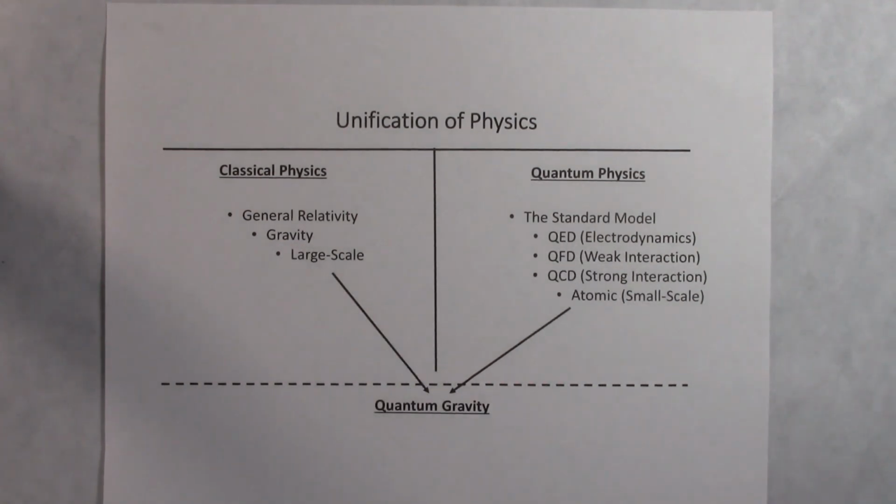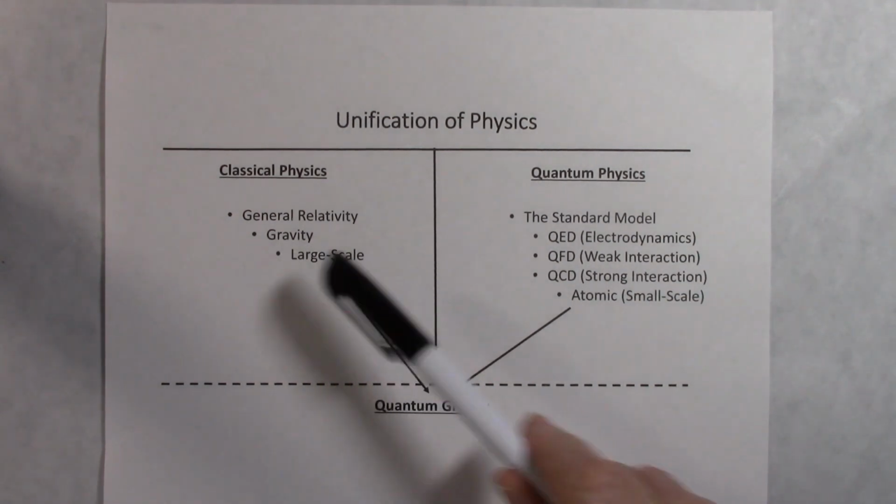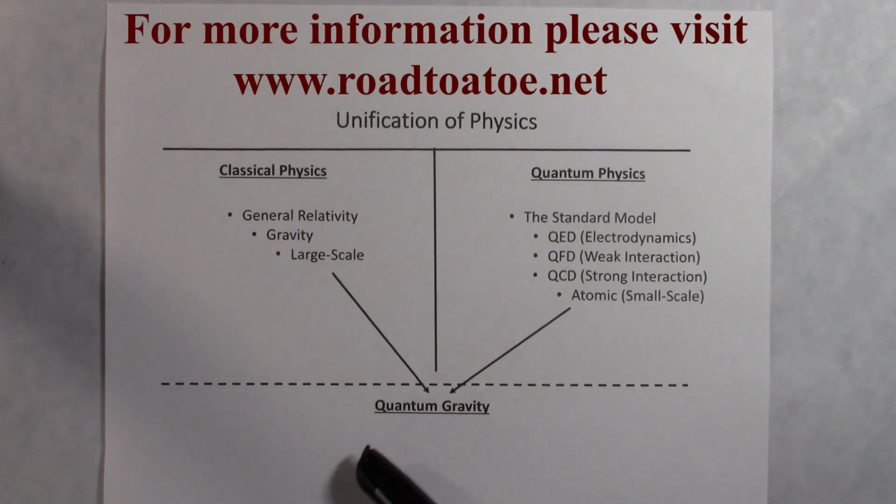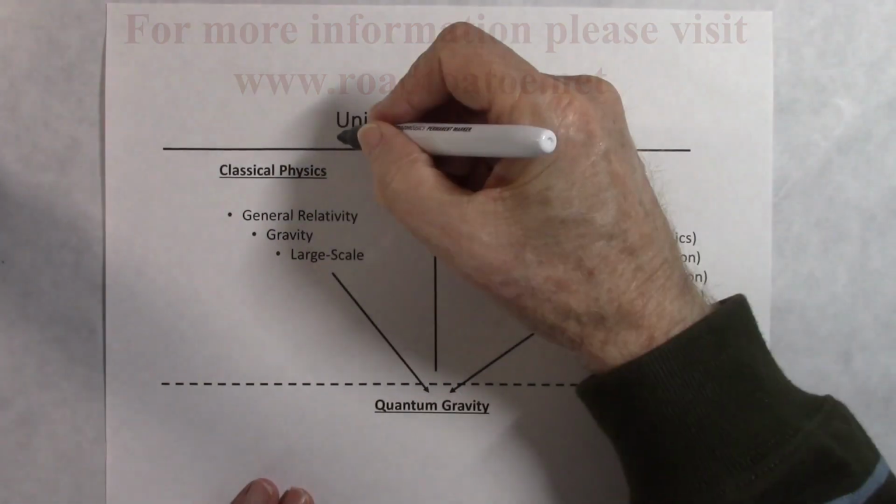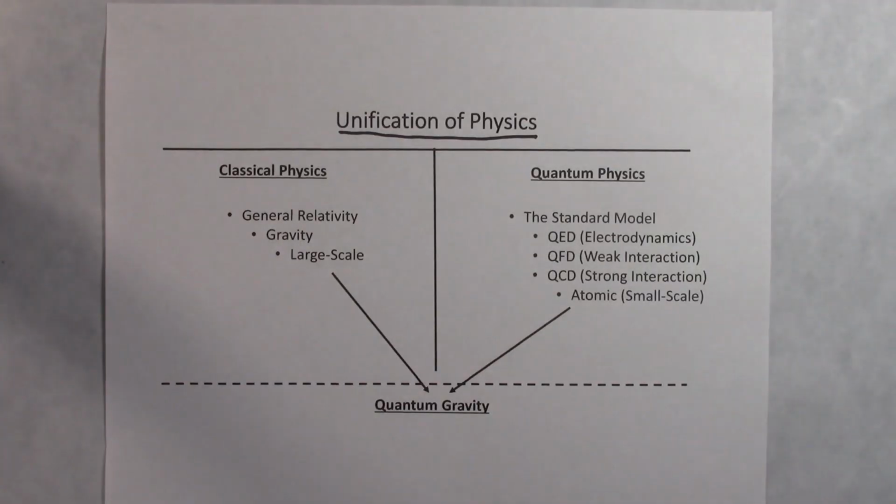Those two theories are incompatible, as we know. The goal in 21st century physics is to try to find some way of uniting them into one theory, and we usually call that theory quantum gravity. The theory of quantum gravity doesn't exist yet, but that's what we call the unification of physics.